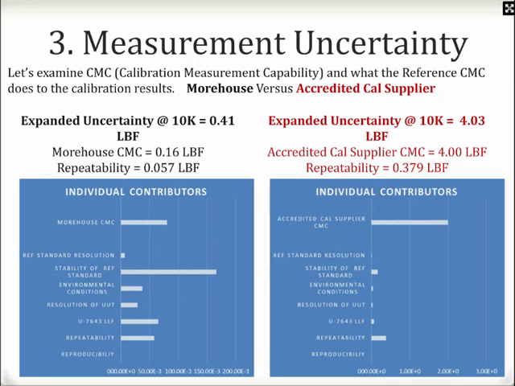And we see repeatability, typically in deadweight frames with those low uncertainties, the unit under test is going to tend to repeat better. And we see repeatability of 0.057 lbf. So we look at this side versus the other side. The expanded uncertainty at 10K with a secondary standard, 4.03. And the repeatability for this was 0.379.